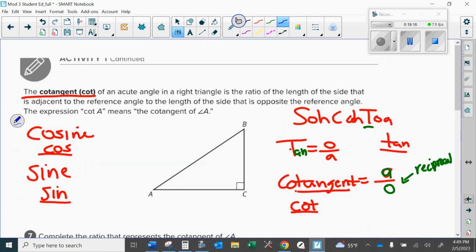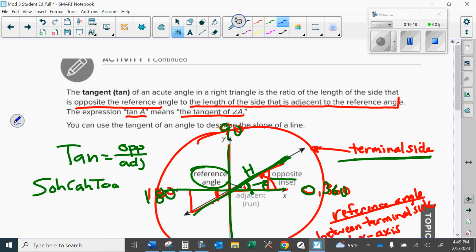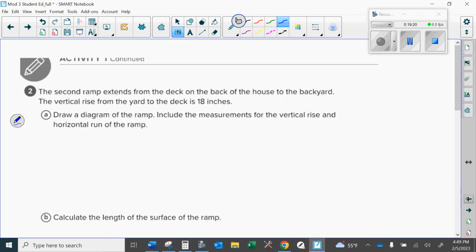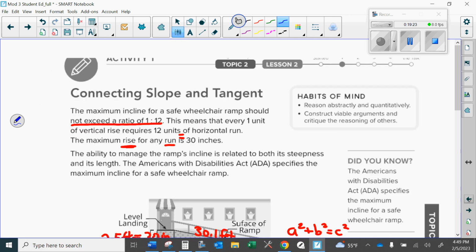Right. Go back here for a second. For that 1 to 12, let's read it. Not to exceed a ratio of 1 to 12. So it has to be at least 12 times as long. It can't be less than that, so it doesn't exceed it. I mean, so it doesn't satisfy it. Sorry, I read it incorrectly.